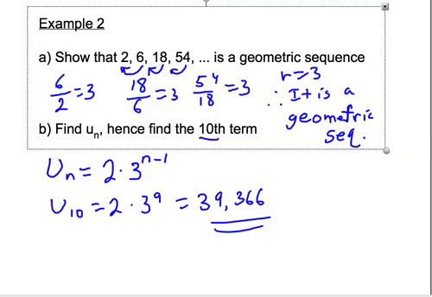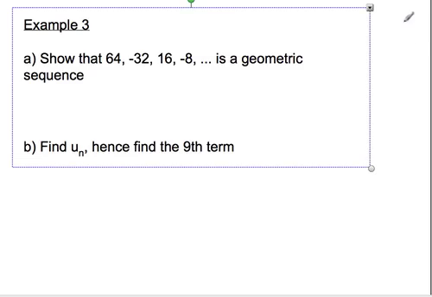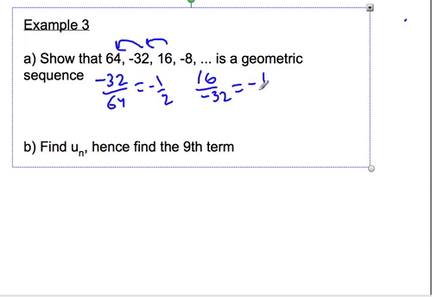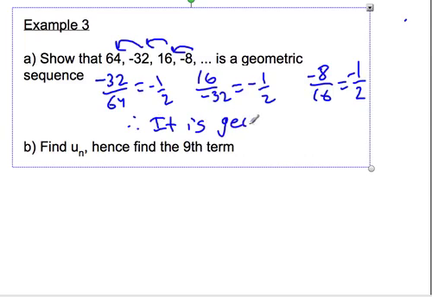Okay, let's look at another example. Show that this sequence is geometric. So again, we have to divide successive terms. Negative 32 divided by 64 is negative half. If we do 16 divided by negative 32, you get negative half. And negative 8 divided by 16 is negative half. So therefore, it is geometric.